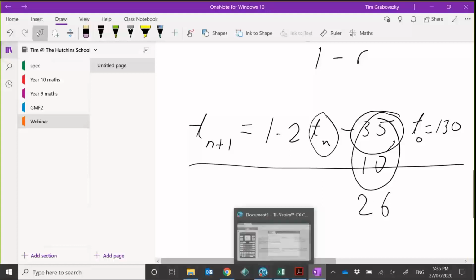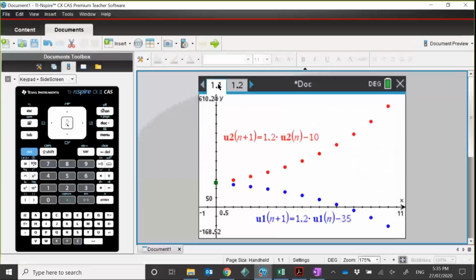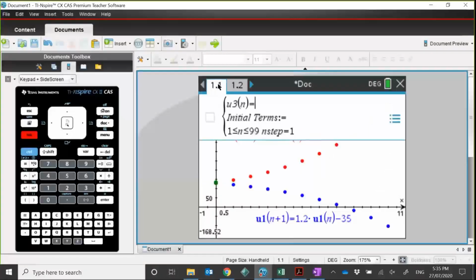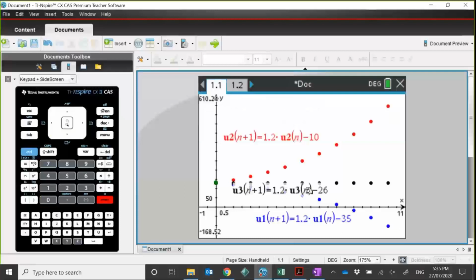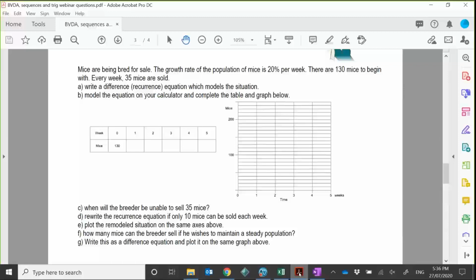Now, if we go and plot that again, so coming back to our sequence plot, let's add in a new one. So tab, number 3 we're up to now. So n plus 1, same equation, 1.2 multiplied by u3, brackets n, and we're losing 26 every week. We're still starting with 130, and we're going to go from 0 all the way up to 10. Graph that, and if you have a look, it is now a horizontal line. That is called a steady state. The population of mice is being maintained at the same level all the time. Okay, that's part G done.